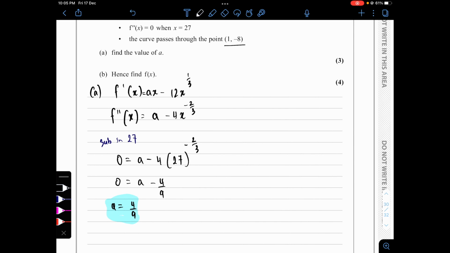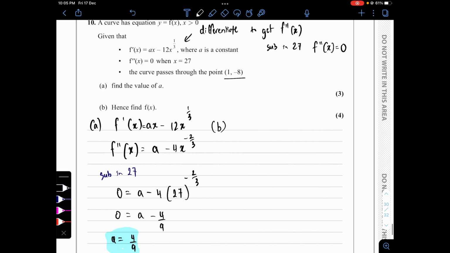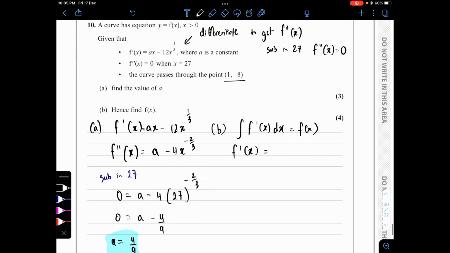What about part B? First we have to rewrite what B is, right? So let's write B. How do we find f of x? We have to integrate, right? We have to integrate f dash x, which is the first derivative, to find f of x. So first let's rewrite f dash x, now that we know what a is. It's 4 over 9, so we can write 4 over 9 x minus 12 x to the power of a third.